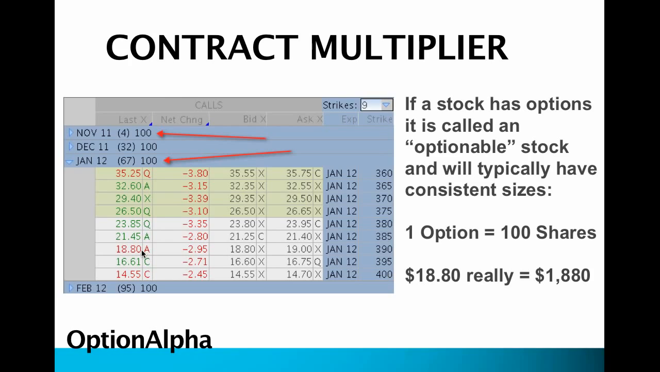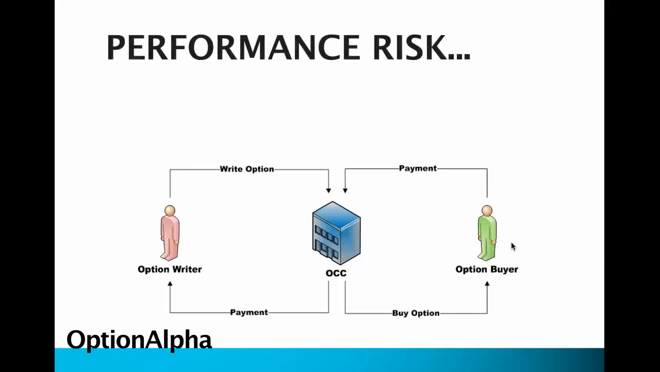So again, for these January 380 calls, you can see that the price is 23.85. That really means it's going to cost you $2,385 per contract that you want to buy. The key thing here is that, again, one option is going to control 100 shares. So at expiration, if you were to exercise your one option contract, then you could buy 100 shares at your strike price. So again, that's the real key point.